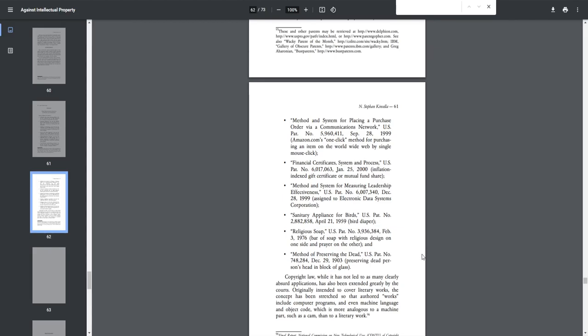Copyright law, while it has not led to as many clearly absurd applications, has also been extended greatly by the courts. Originally intended to cover literary works, the concept has been stretched so that the authored works include computer programs and even machine language and object code, which is more analogous to a machine part, such as a cam, than to a literary work.